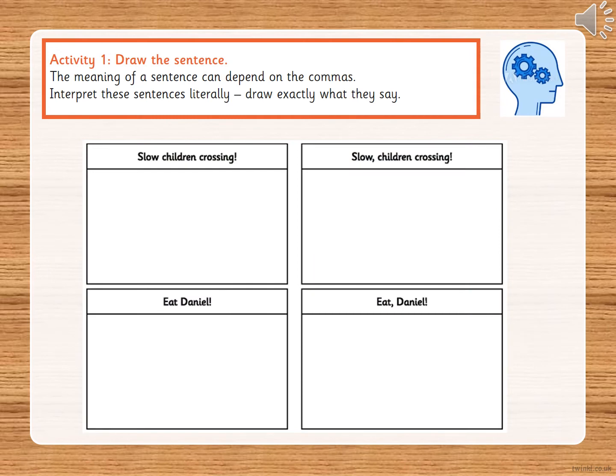Activity 1. Draw the sentence. The meaning of a sentence can depend on the commas. Interpret these sentences literally. Draw exactly what they say. Pause the video and have a go.